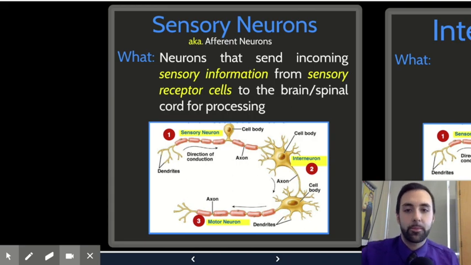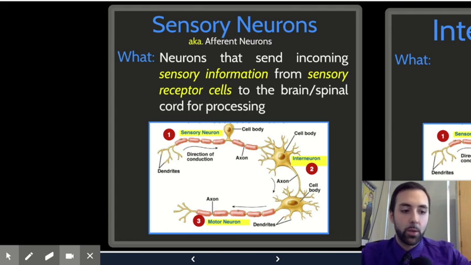But sensory neurons are neurons in our body that are responsible for taking incoming sensory information at our sensory receptor cells and sending that information towards our brain and spinal cord for processing. And it's more than just one sense. Typically, we often think about this as the sense of touch, but it is also our other senses.